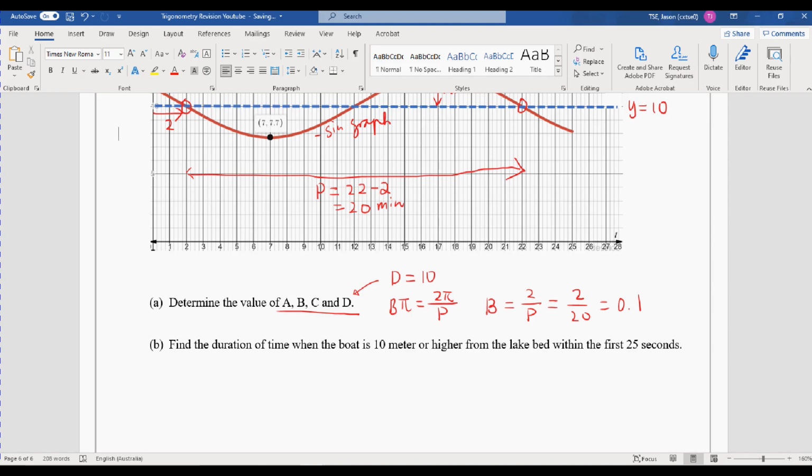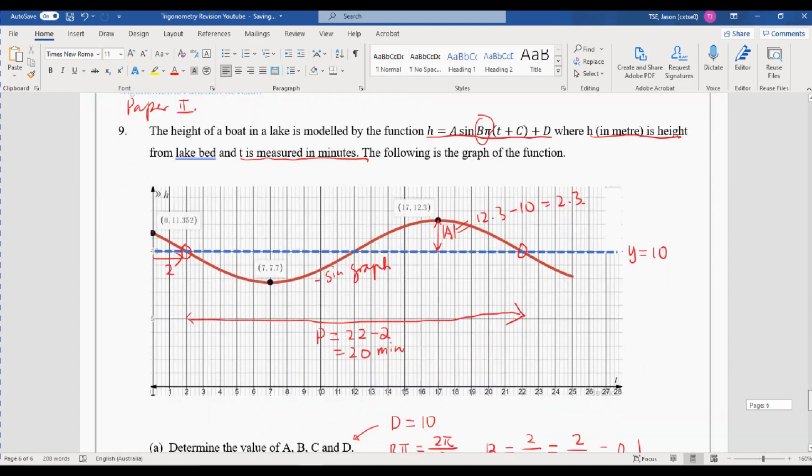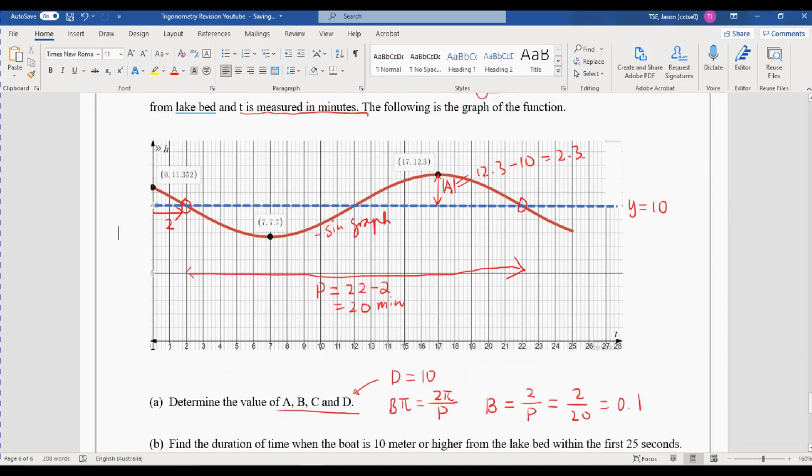So how about A? We know the amplitude is 2.3, but since this is a negative sine curve, you should put A equals minus 2.3. And how about the C value? Because we shift the negative sine curve to the right by 2 units, C equals negative 2.